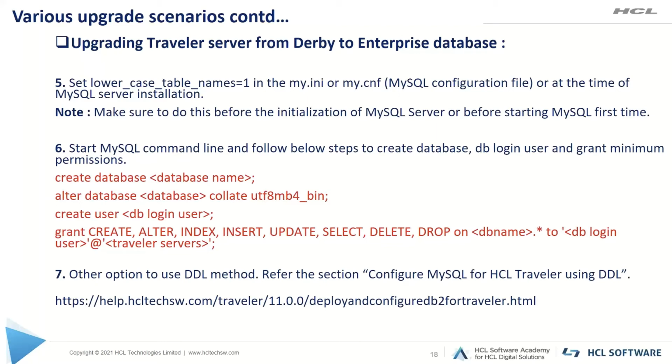Start MySQL command line and create database, DB login, user, and grant minimum permission required. You can refer to the commands mentioned on this slide. Other option is to use DDL method. You can refer the section Configure MySQL for HCL Traveler using DDL at the documentation URL provided on this slide. Moving on to next slide.